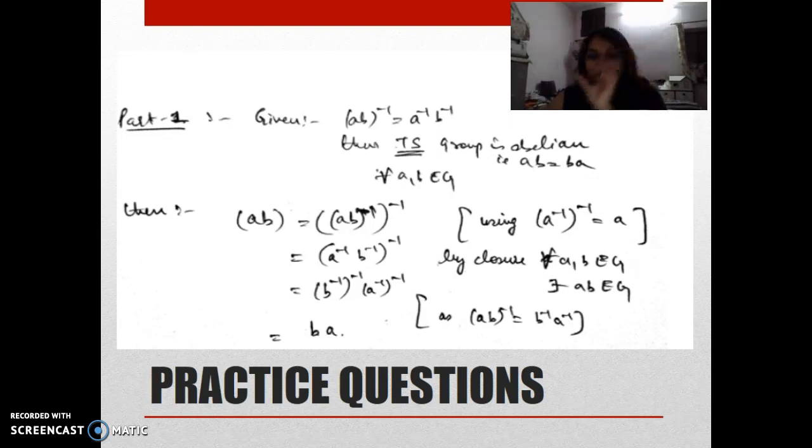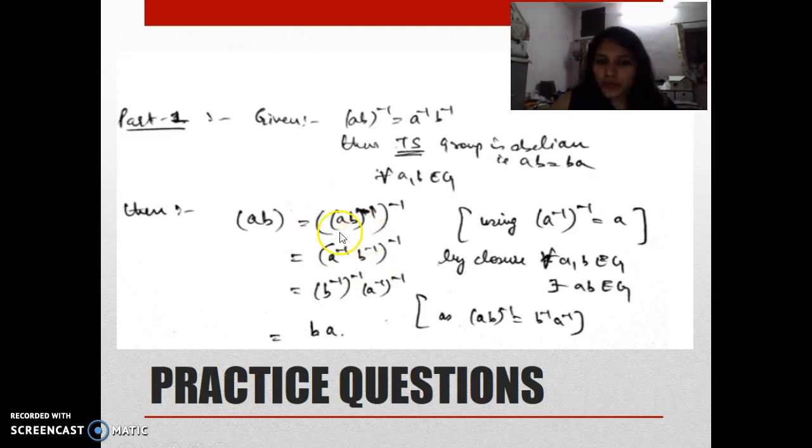Now tell me, if A and B are my two elements, then by closure, since it's already given to be a group, AB exists. So AB is another element now. Since AB is an element, its inverse also exists. So now you can write AB as ((AB) inverse) whole inverse, right? Now remember for groups we did that (AB) whole inverse is nothing but B inverse A inverse.